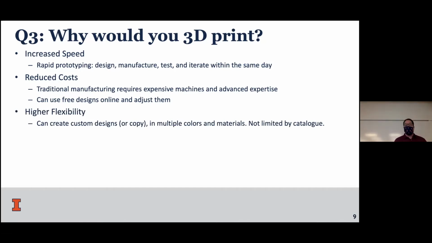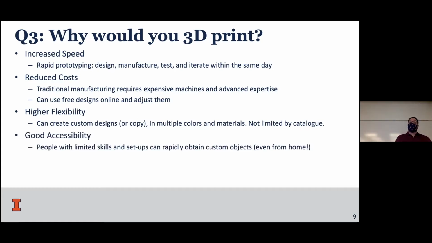There's higher flexibility. You can create your own design. You're not limited to a catalog. If you want to get something from Fisher Scientific, just to name one, you need to select an item that is available in the catalog. It may be out of stock, or you want a different color or a different size. It's complicated. By making your own 3D print, you're not limited to that catalog of items. There's also good accessibility. People with limited skills can rapidly print stuff, even from their own home, their own sofa.